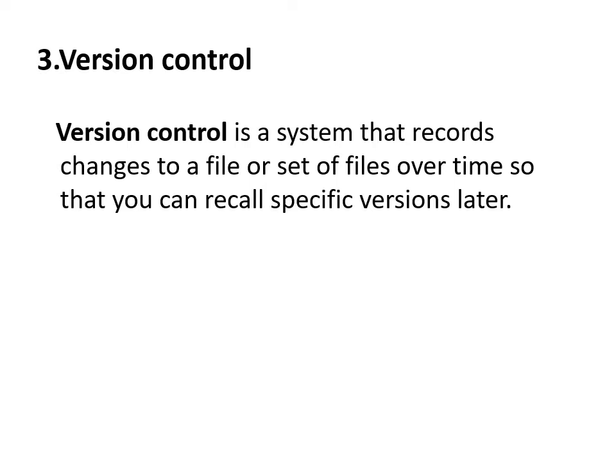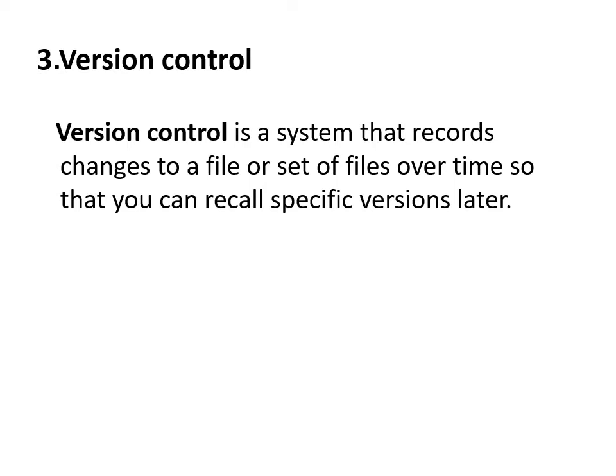Let us see what is version control and why it is required. Every time a software is developed and working fine, next we add features, and that particular software will be upgraded and a new version is available. Version control is a system that records changes to a file or set of files over time so that we can recall specific versions later.